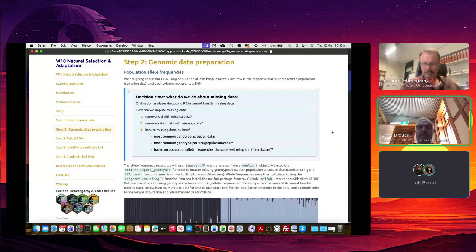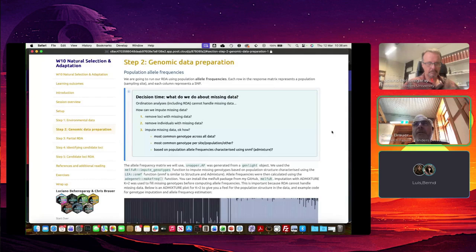Depending on your study system and how much structure there is, you might just use the most common genotype across all of your samples. That might be good enough. It's also a fairly conservative way to do it, because it makes your samples all appear a little bit more similar to each other. So if your samples include population structure and you're using the most common genotype across all of them, you're kind of ignoring that structure and making everything a little bit more similar.